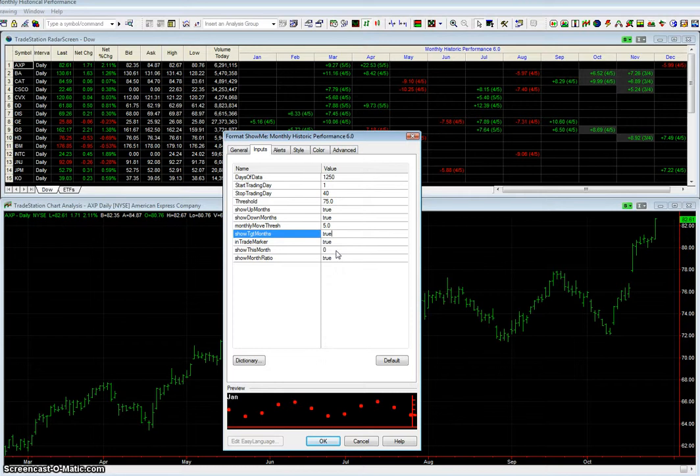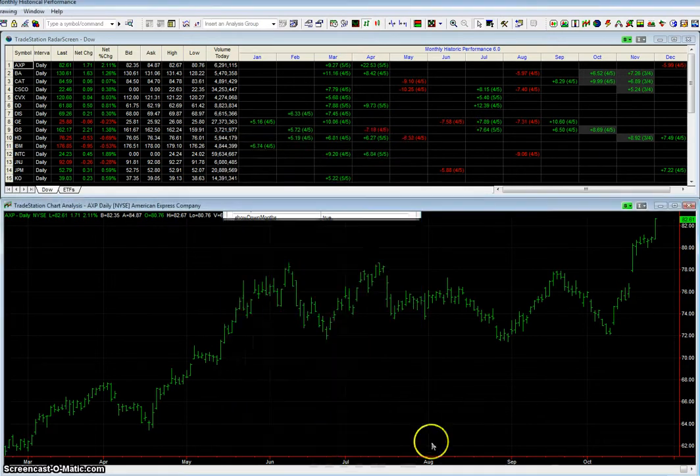But for this example, let's go ahead and we'll say September. So we'll put a 9. And then that'll show us just how this particular stock moved in September. And then this is just going to show the month ratio. This is basically this little number up here. So this doesn't apply to chart analysis, but it applies to RadarScreen. You can toggle this little indication on or off in RadarScreen. So let's see, we hit OK.